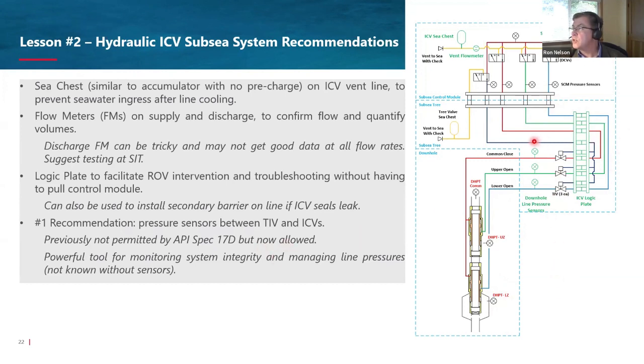And my number one recommendation, which is something we've only been able to do in the past couple of years, is to add sensors to these lines between the TIV and the downhole valves. Previous revisions of API 17D, which is a governing document on subsea tree designs, did not allow us to do this. The current revision does allow us to do this. And if you haven't done this yet with your tree supplier, you want to get started on this because it is a difficult thing to do and they will fight you, but it can be done. This is an incredibly powerful set of gauges that you can use to manage your well and also be able to prove that you have barrier integrity on these critical lines.